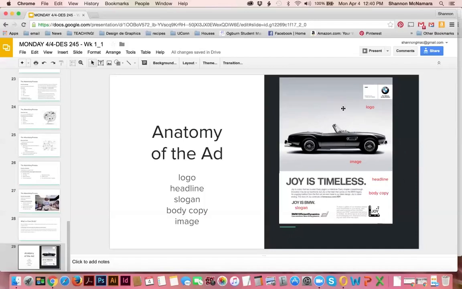So it's evoking a feeling, this ad. And I feel that this ad does a great job with their logo placement, their headline is the correct size and jumps out, their slogan or sub-headline is a smaller font than the headline, their body copy is the correct size, and the image is nice and big. This is a well thought out ad.